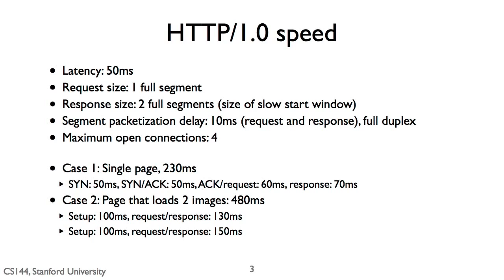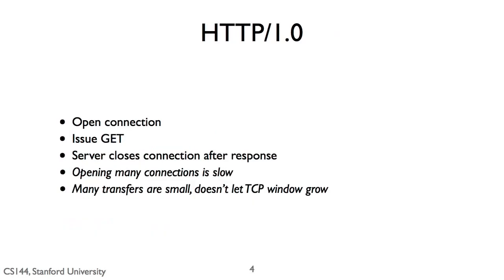Recall our results from analyzing HTTP 1.0. Loading a single page with these parameters takes 230 milliseconds, and loading a page with 2 images takes over twice as long. A lot of this time is spent opening connections, and if we could request more documents at once, it could be much faster. So the approach HTTP 1.0 uses can be really wasteful. Clients spend a lot of time opening connections. Furthermore, the TCP congestion window doesn't get a chance to grow since each connection has a new window.